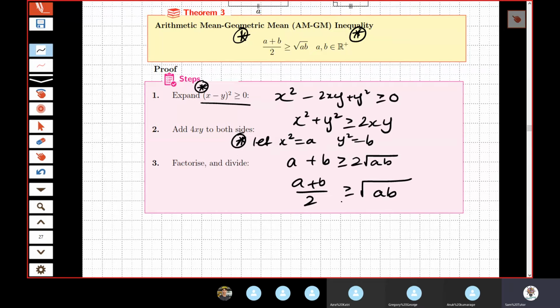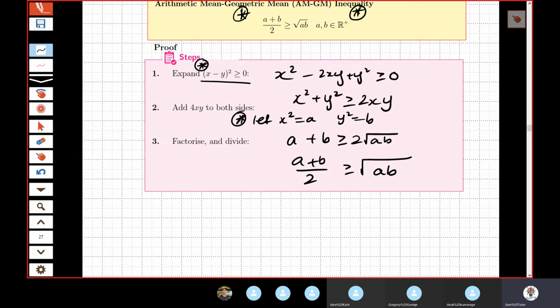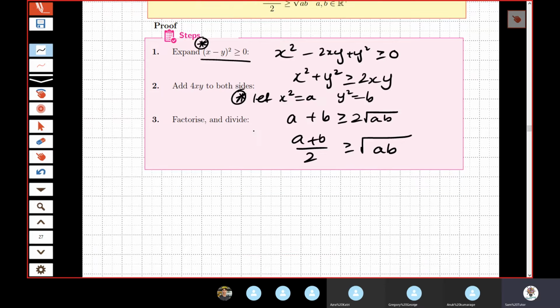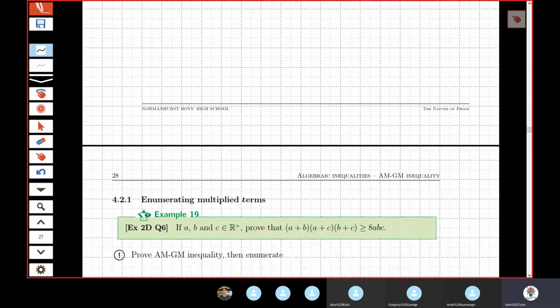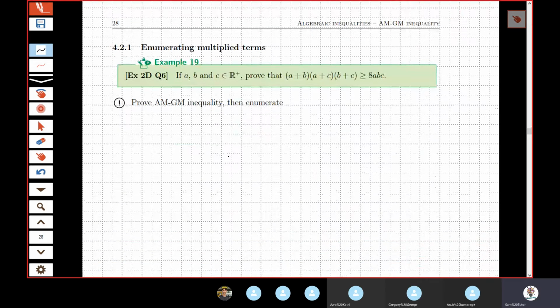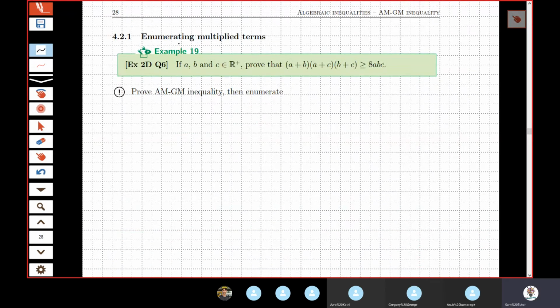Okay, any questions at this stage? Beautiful. Hubert, the person who teaches from Normanus here, says add 4xy. I don't say that. I say just move your 2xy to the right-hand side. I think it makes a bit more sense than adding 4xy to both sides. But anyways, each teacher to their own.